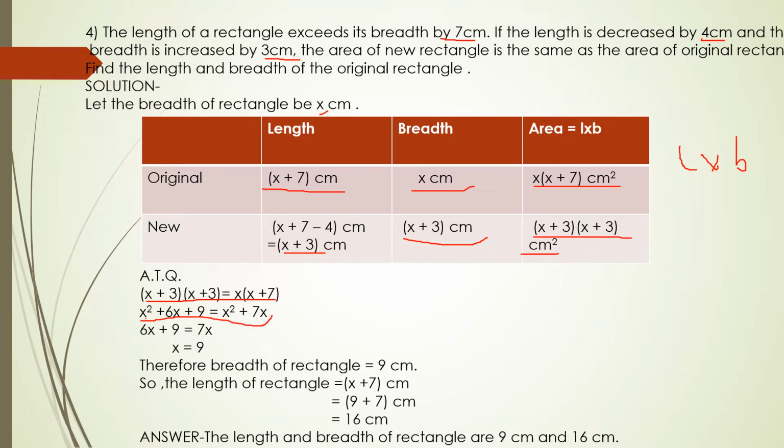After simplification you get x is equal to 9 centimeter. So the breadth of the rectangle is 9 centimeter. And so the length of the rectangle is equal to x plus 7, that is 9 plus 7 is equal to 16 centimeter. So your final answer would be, the length and breadth of the required rectangle are 16 centimeter and 9 centimeter.